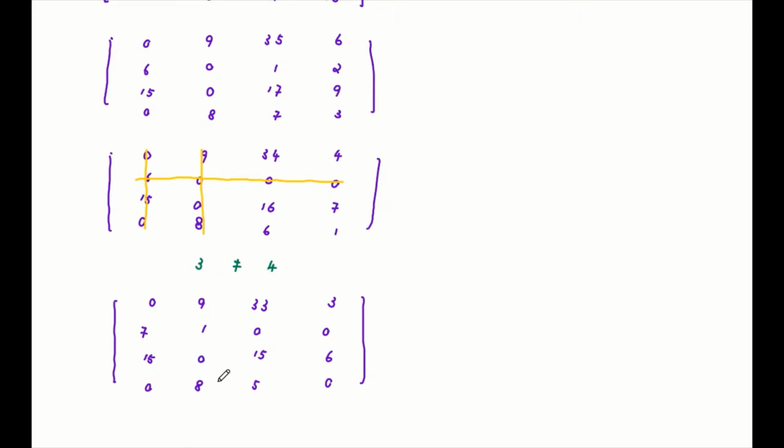Okay, I hope the steps here are clear. So look at the uncovered numbers. The smallest number is 1. Subtract 1 from all the uncovered numbers. Then after that, add 1 to the numbers that you cover more than once. So which means the 6 here and the 0 here. Then all the other numbers remain the same.